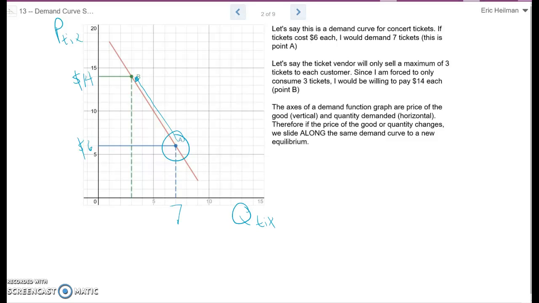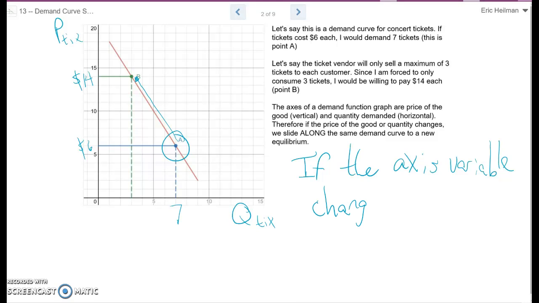So the takeaway here is that if the quantity that changes is one of the axis variables, then the change you're going to see is a slide along the given demand curve.